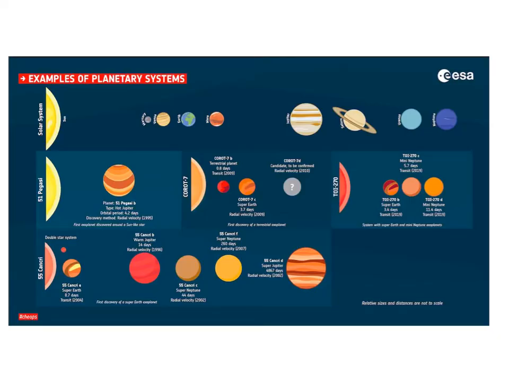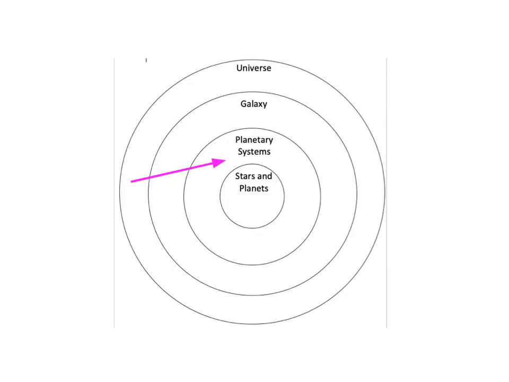You can see here that we have the 51 Pegasi, we have 55 Cancri, we have CoRoT-7, we have TOI 270, and all of these have different kinds of planets that sometimes are similar to ours and sometimes are quite different. Now, again, just like with our other things, you are going to be writing this in its own section, so anything you write down for this one is going to go in this section here.